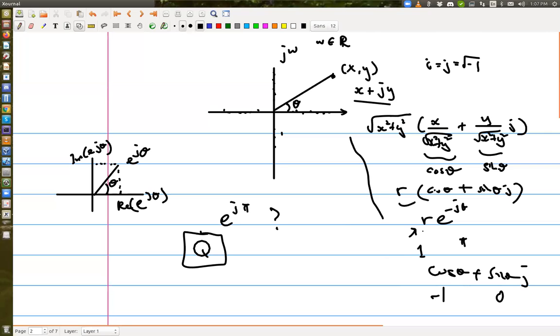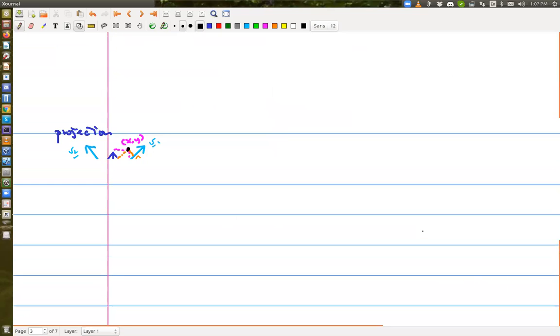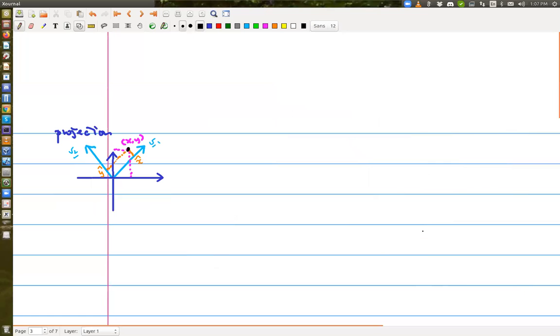Now, let's go to a general transform. Like I just give a very simple example here. So what was really a transform? A transform is really change of reference.